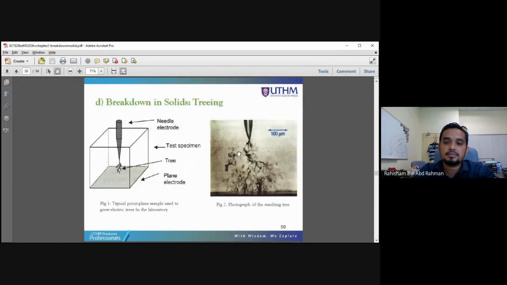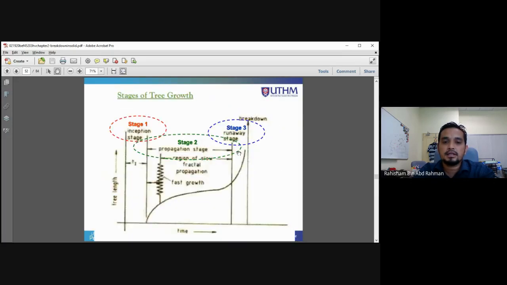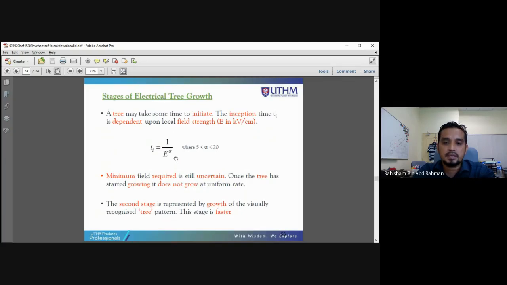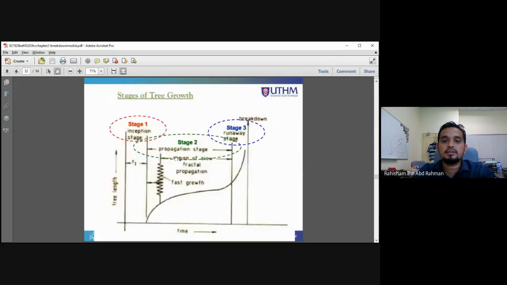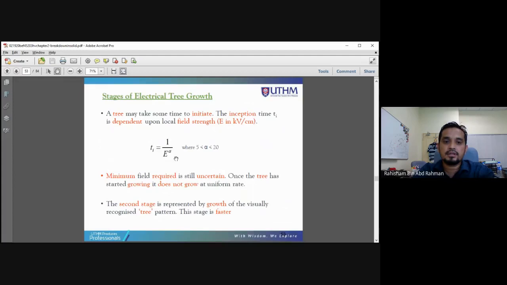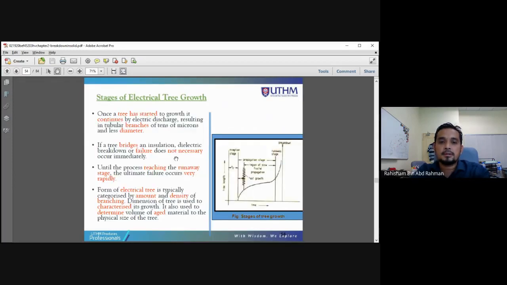And these are the examples. It becomes like a tree, a root of a tree. That's why we call it the treeing phenomena. And this is how we describe the stages of the tree growth. It's not really important for you to know, but it's good for you to at least read once, although it is not important.